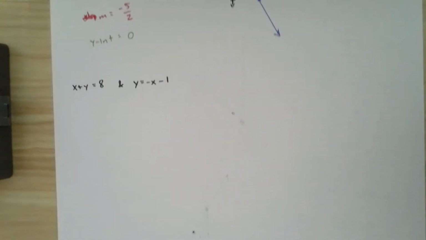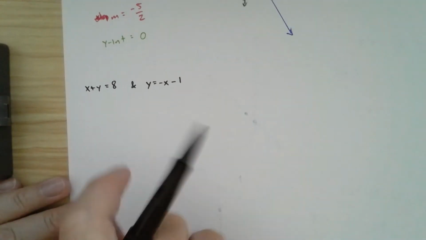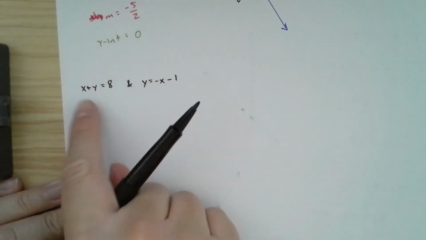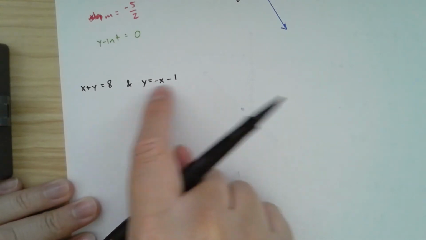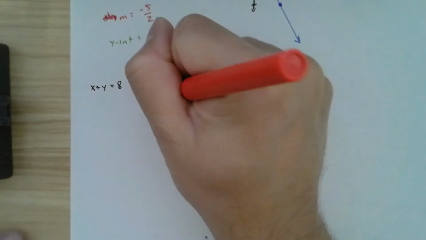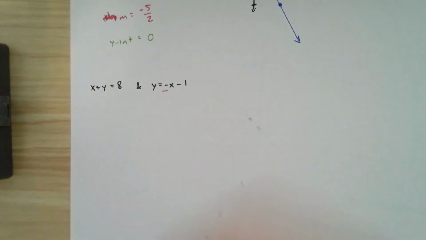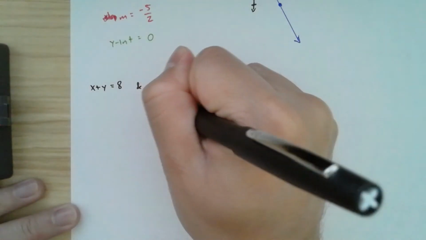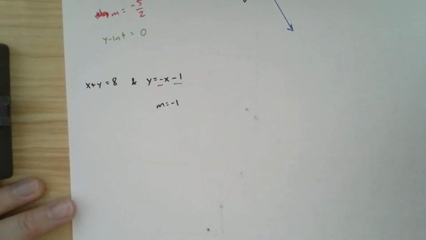So I've got to get both of these into slope-intercept form. And you might notice that this one actually already is. There's the slope, the y-intercept. We only need the slope in this case. M is -1. We need to see if they're the same. That'll be parallel. If they're negative reciprocals, that'll be perpendicular. And if they're neither the same nor negative reciprocals, then it's neither.